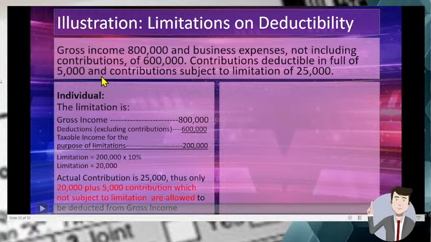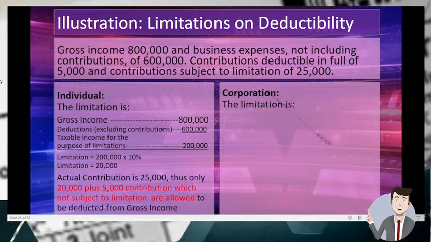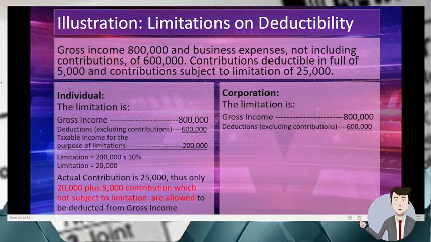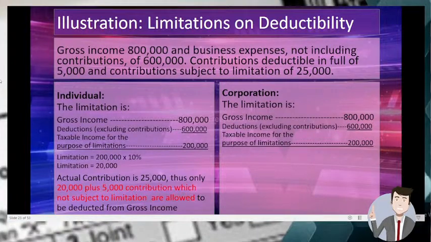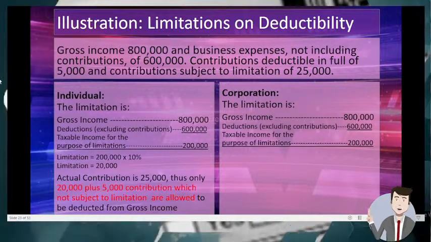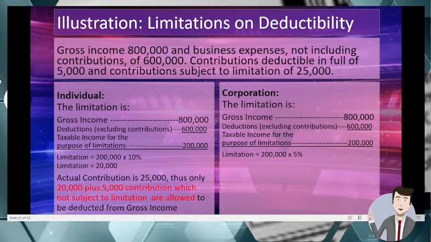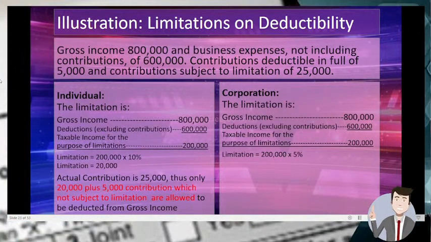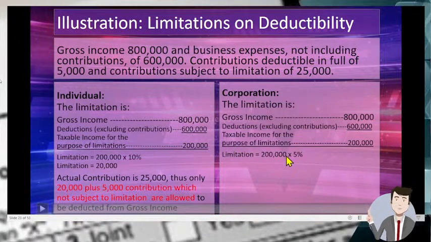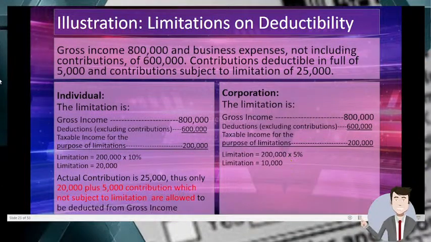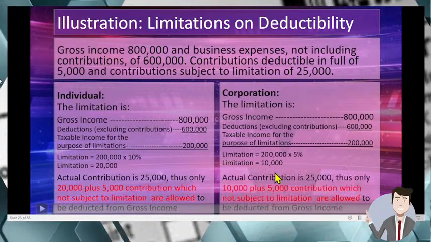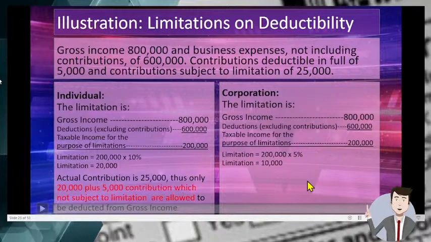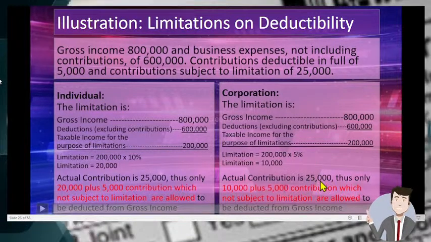Okay? That's for an individual. How about for a corporation? I believe it is the same computation. Gross income 800,000, then deduction excluding contribution is 600,000. Taxable income for the purpose of limitation is 200,000, same as earlier, same as the individual, but the difference will be the rate of limitation. So for a corporation, that's 5%. So instead of 20,000 for an individual, it is 10,000 for a corporation. Okay, so the actual contribution is 25,000.